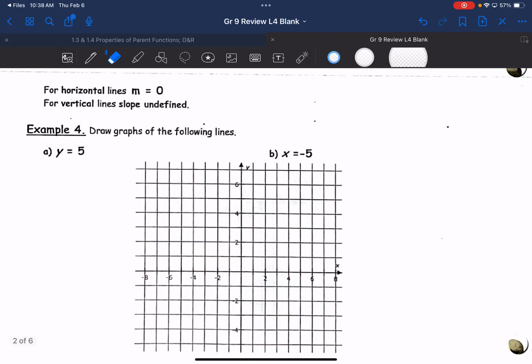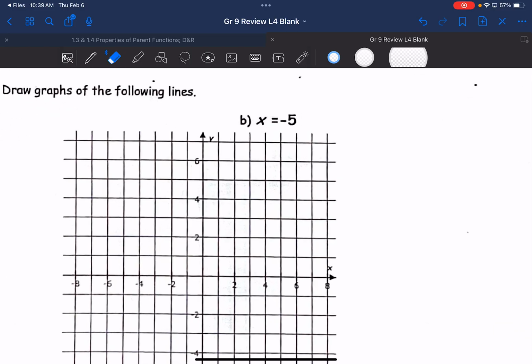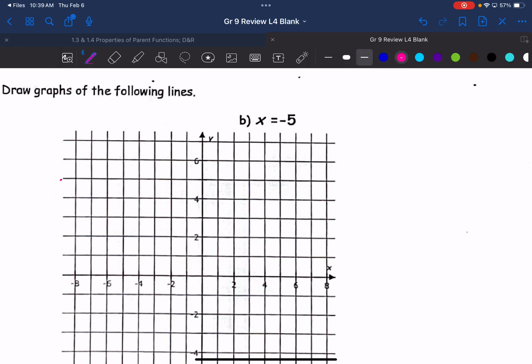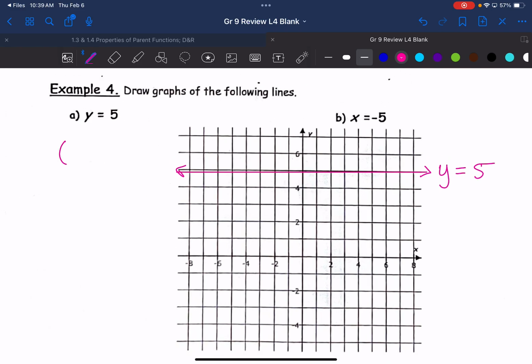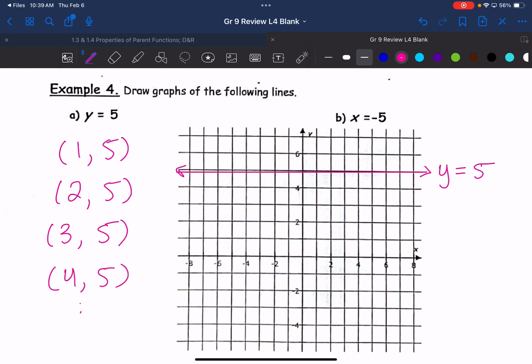If we want to do, for example, y equals 5, that just means for whatever x value, it's always going to produce an output value of 5. So at 1, it's going to be 5. At 2, it's going to be 5. At 3, it's going to be 5. So you're going to see that y equals 5 is just a horizontal line through 5. This is y equals 5. Because no matter what the x value is, it's just going to produce a y value of 5. The y value is not changing at all. 4, 5, and so on and so forth.